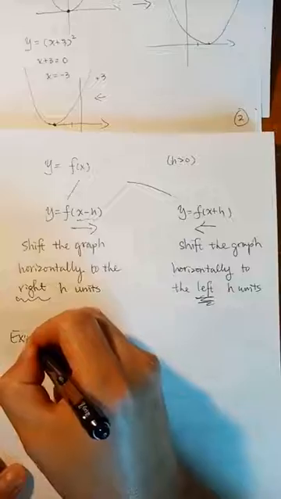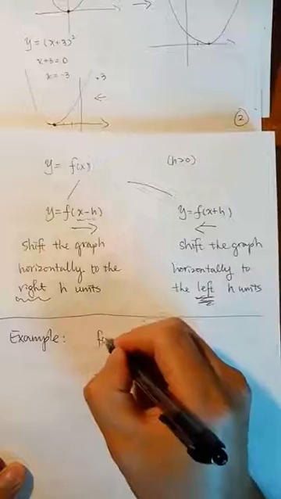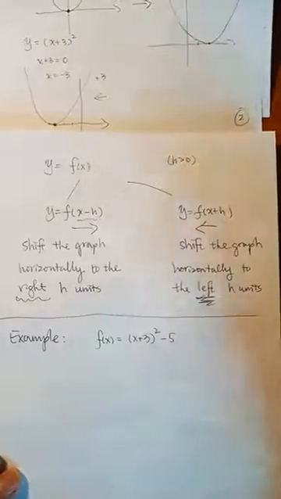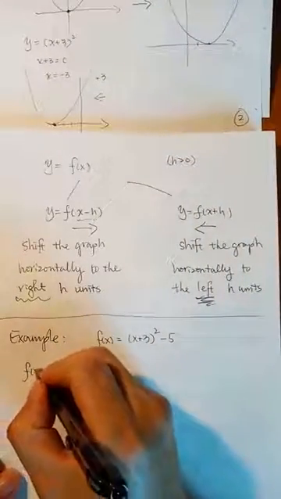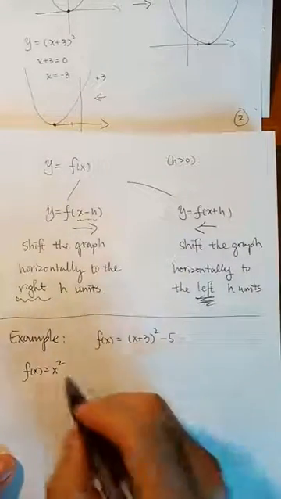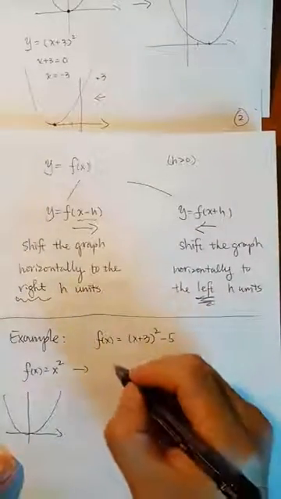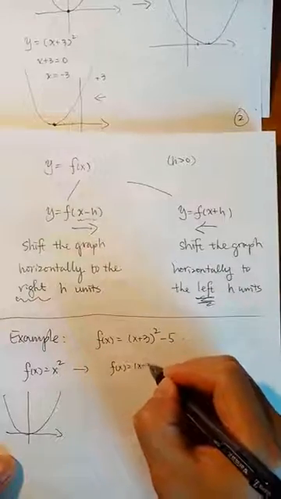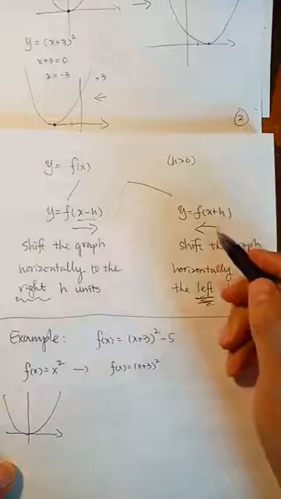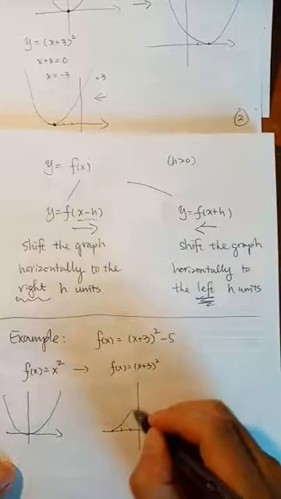So the example. We have f(x) equal to (x plus 3) squared minus 5. Our basic function is x squared. X squared has a graph like this. If you want f(x) equal to (x plus 3) squared, you directly add 3 to x. You shift to the left. Check here. You shift to the left 3 units. So -1, -2, -3. So it's like this.